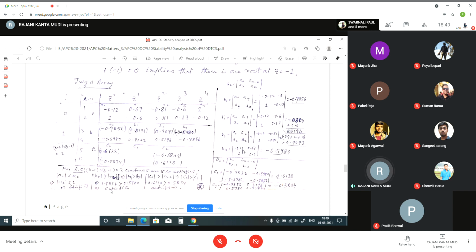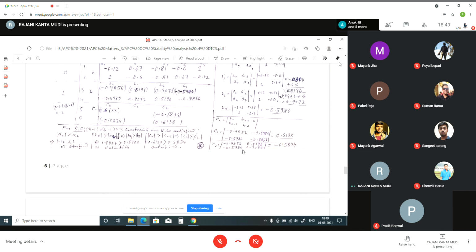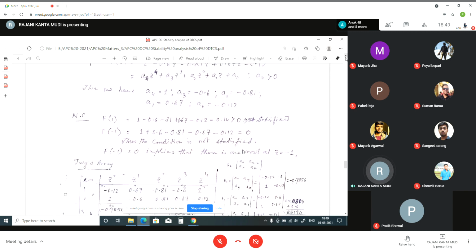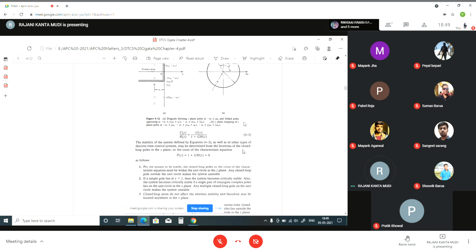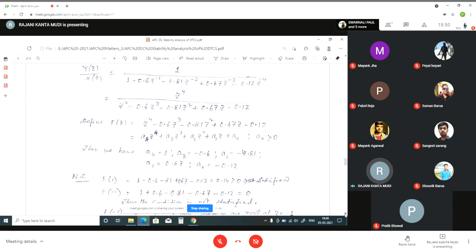So all satisfied. Okay. So this is a stable one system. Okay. Critically stable system, since one root lies on the unit circle. This example is given in the Ogata book. I have sent you this chapter, I think chapter 4. Okay, you will find this problem and other problems also there. Example.